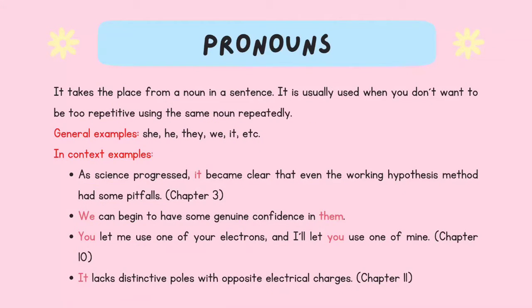Pronouns. It takes the place of a noun in a sentence. It is usually used when you don't want to be too repetitive using the same noun repeatedly. General examples: she, he, they, we, it, etc. In context examples, as science progressed, it became clear that even the working hypothesis method had some pitfalls. We can begin to have some genuine confidence in them. You let me use one of your electrons and I'll let you use one of mine. It lacks distinctive poles with opposite electrical charges.